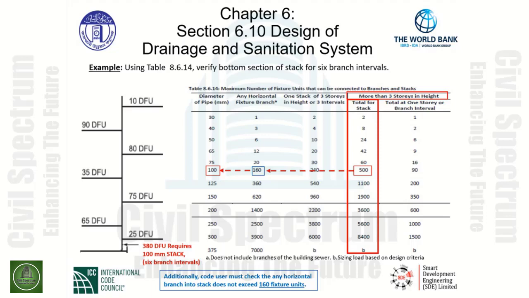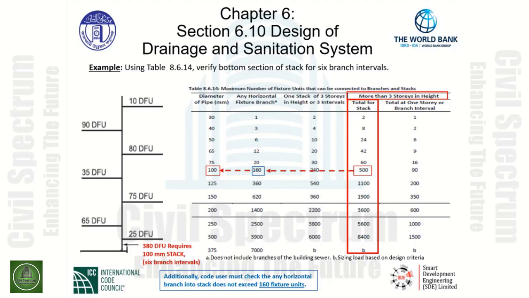Our next example, using this table 8.6.14, we would like to verify the bottom section of the stack for 6 branch intervals. In this condition, we will locate the drawing on the left-hand side.